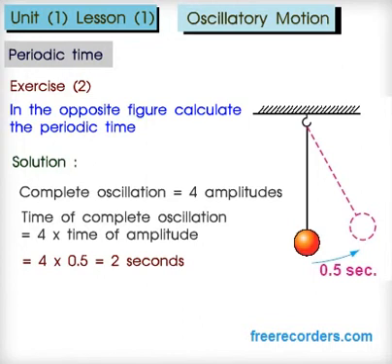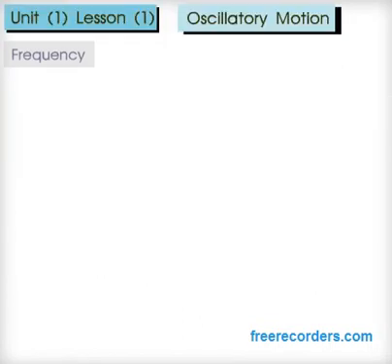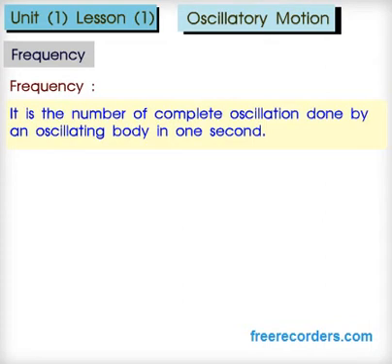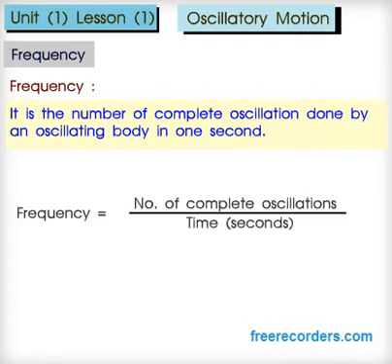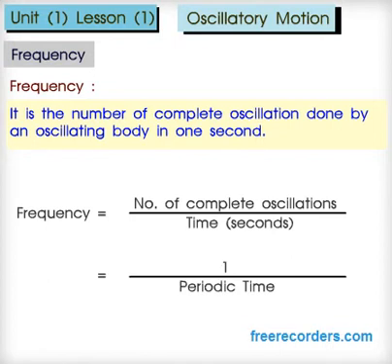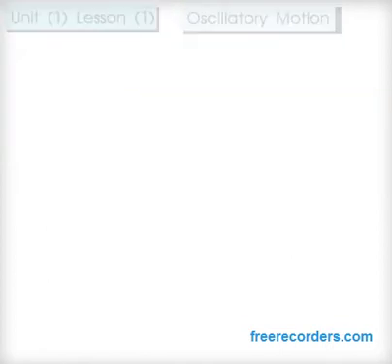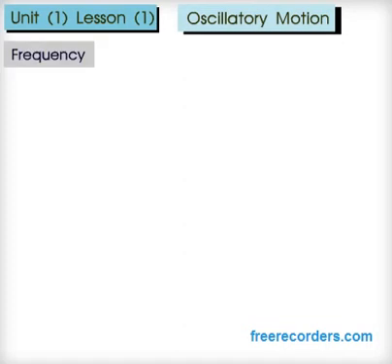Exercise number 2. In the opposite figure, calculate the periodic time. Solution: complete oscillation equals 4 amplitudes. Time of complete oscillation equals 4 by time of amplitude equals 4 by 0.5 equals 2 seconds.